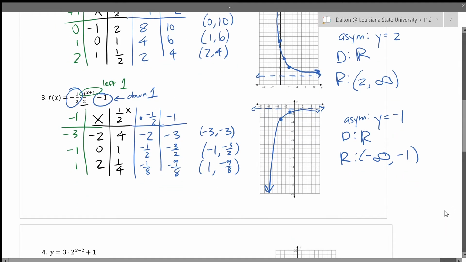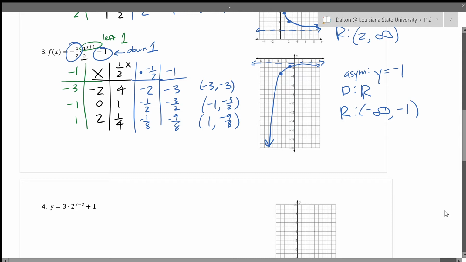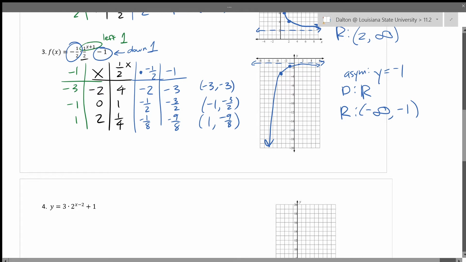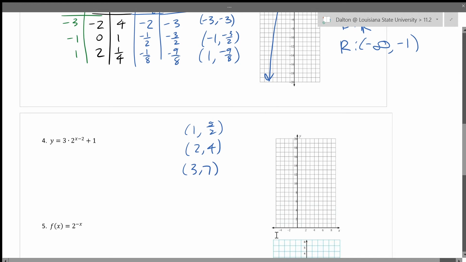All right, for the sake of time, we're going to skip over number 4. It's very similar to the other ones. If you want to do number 4 on your own and check it, if you plug in -1, 0, and 1, you should end up with the coordinates (-1, 5/2), (0, 4), and (1, 7). If you want to do that one on your own later.